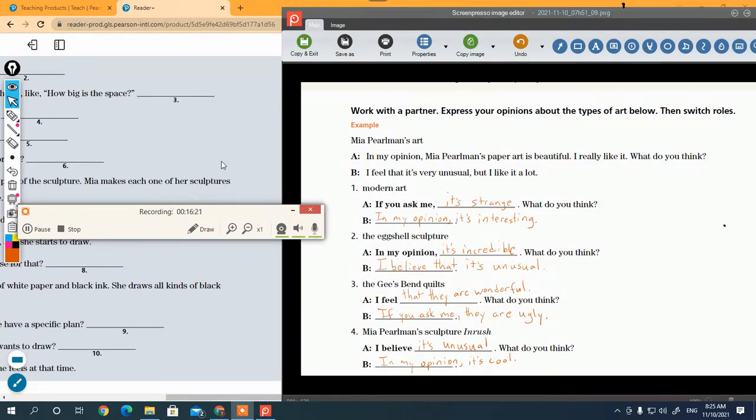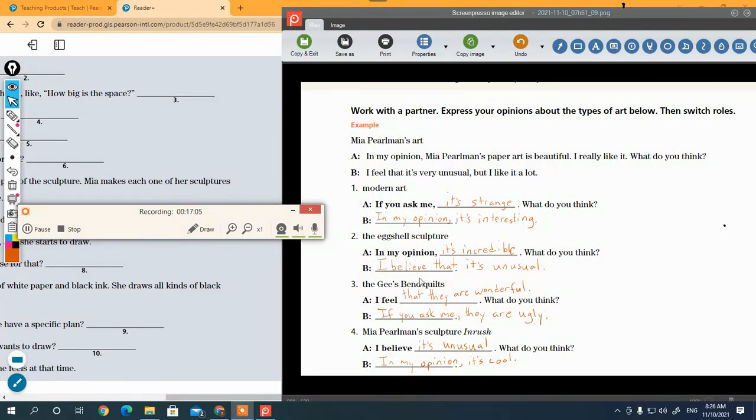So students, this is the way that I completed the dialogue about modern art. The first person says, if you ask me, it's strange. What do you think? In my opinion, it's interesting. So there's the expression, if you ask me, or in my opinion. Different ways to say, I think. What about eggshell sculpture? In my opinion, it's incredible. What do you think? I believe that it's unusual.